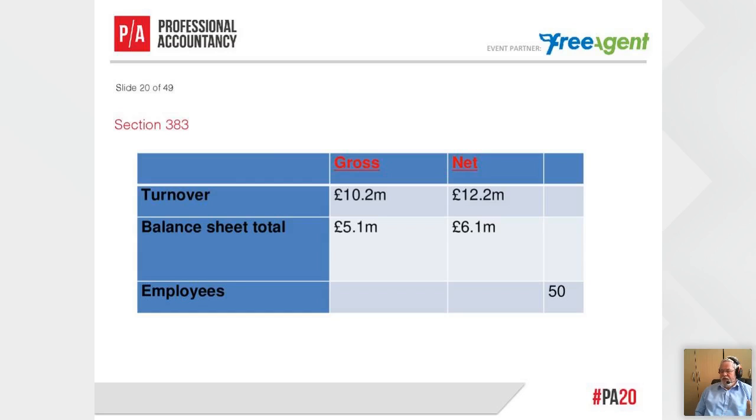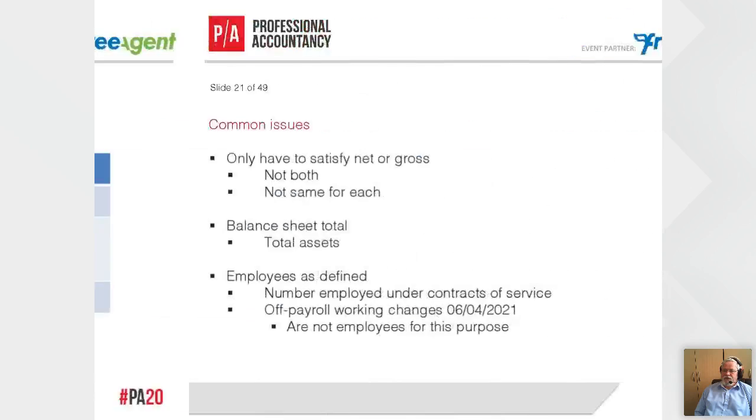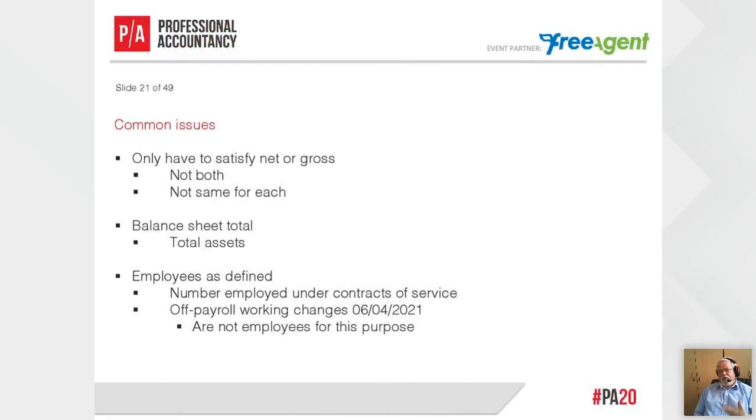So when we're looking at whether A actually heads a small group, we need to satisfy 2 out of 3. And it doesn't matter here whether we're looking at the net or the gross. You don't have to satisfy both. You only have to satisfy one of them, and you don't have to satisfy the same one. So, for example, you could satisfy turnover on a gross basis and balance sheet total on a net basis, and that would comply with the requirements of the Act. So it's an appreciation here, I suppose. You only have to satisfy one or the other, not both.